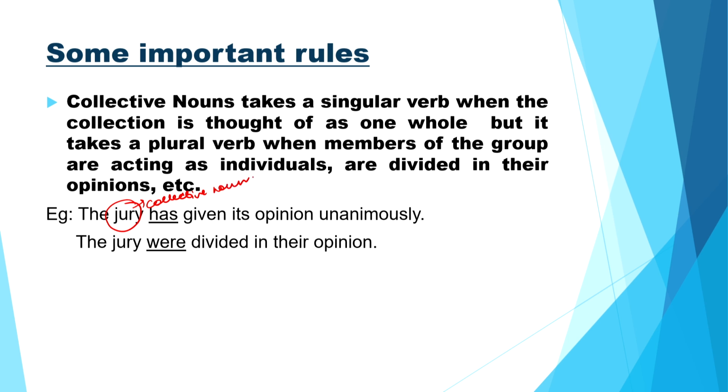So, here jury refers to the group as a unit, as a whole, and hence it will take a singular verb, that is has. Now, moving on to the next sentence, the jury were divided in their opinion. Now, again, here the members of the group are acting as individuals, they are divided in their opinions, and hence it will be paired with a plural verb, that is were. So, a plural verb will be used.